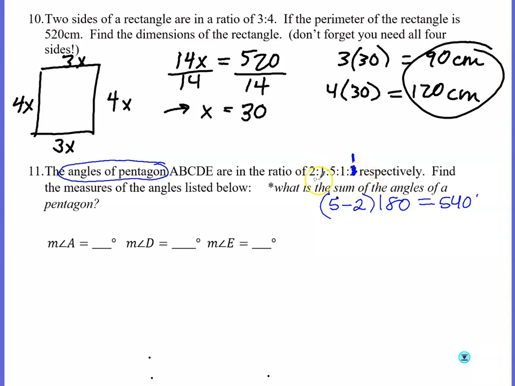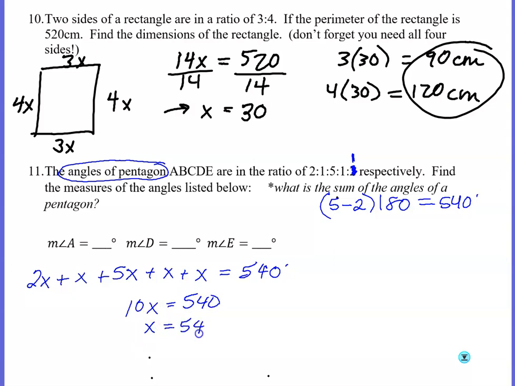If I add all of these up, I'm going to have 2x plus 1x, because I'm adding the different ratios, plus 5x, plus 1x, plus 1x. It's like a triangle, except they're adding up to 540 because it's a pentagon. So we have 10x equals 540. That means x is 54. That's x, but what they wanted here wasn't just x.